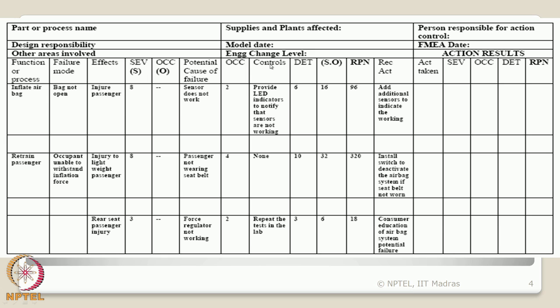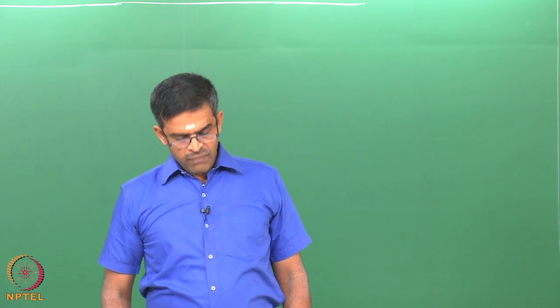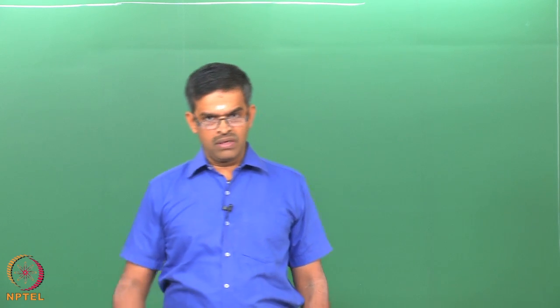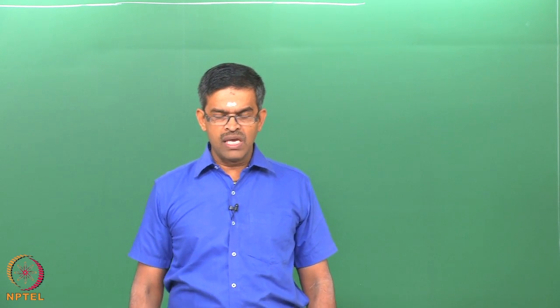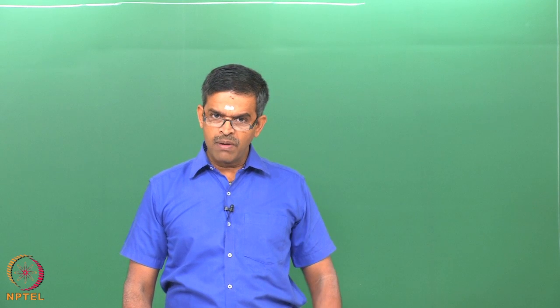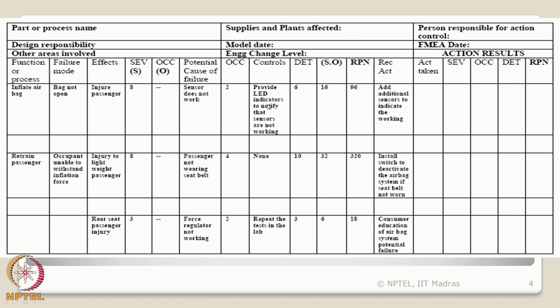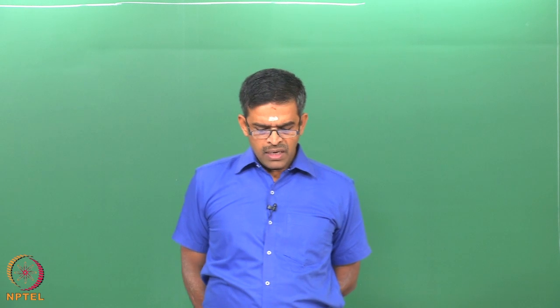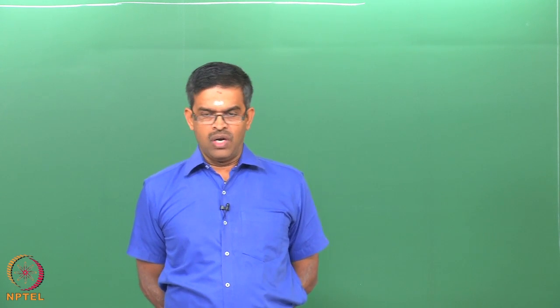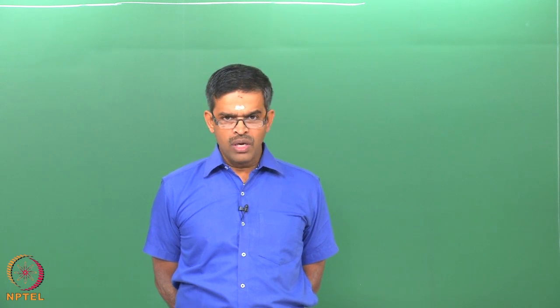So, what are the controls which are added? After the model has been revisited, we have provided LED indicators. LED indicators will be in the dashboard panel showing whether the sensors are working or not working. For example, you have an indicator in the dashboard saying whether your seat belt is worn or not. There may be a sound also coming in some vehicles. So, one can again provide an LED indicator in the front panel of the dashboard of the vehicle, which tells me whether the airbag sensors are working or not. Let us say it may be blinking, it may be glowing, whatever may be the case.